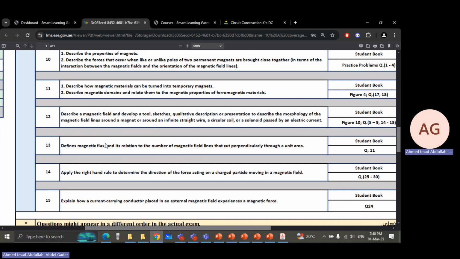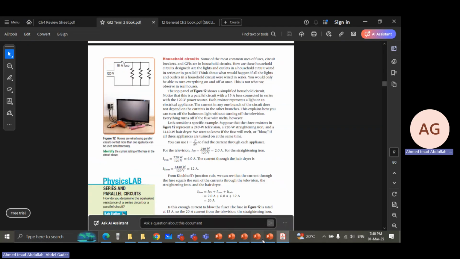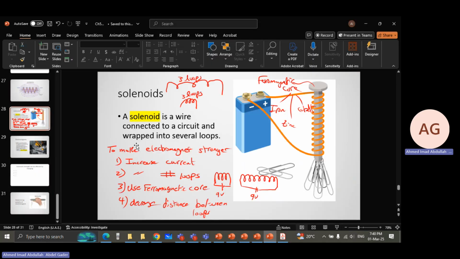Question number... solenoid. Okay, let's add a few more points about solenoids. This magnetic field, we can adjust its strength by doing the following. We can increase the strength of the magnetic field around the solenoid by increasing the current, by increasing the number of loops, or by using a ferromagnetic core. So, for instance, by sticking a nail or a piece of iron through the coil. Fourthly, by decreasing the distance between the individual loops.